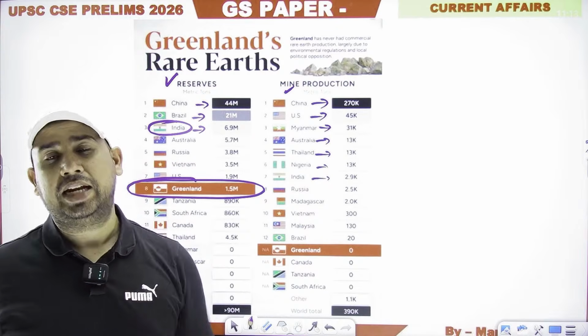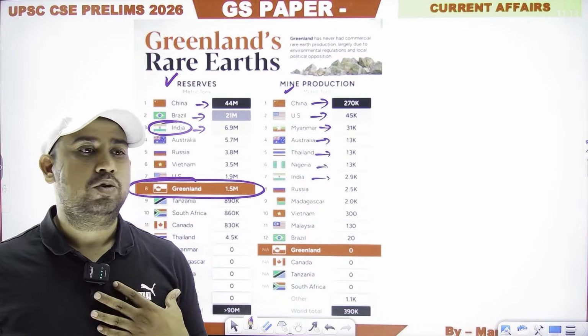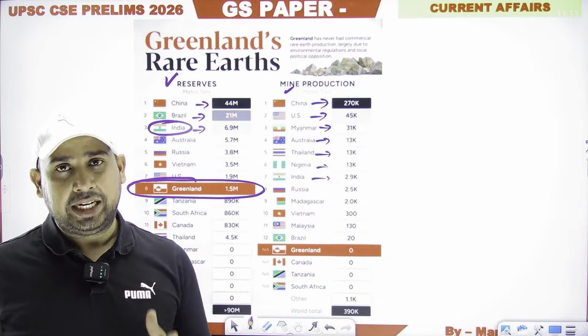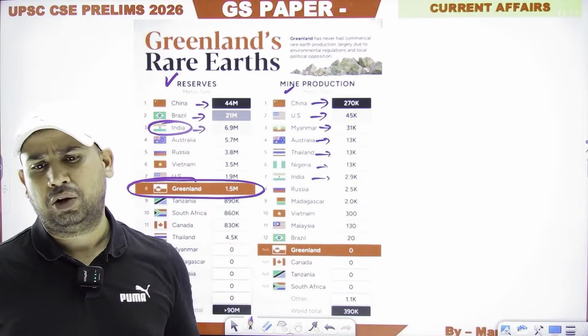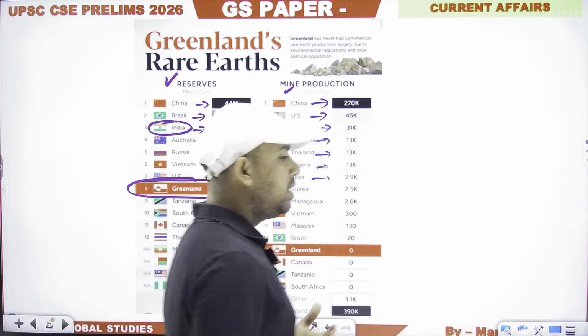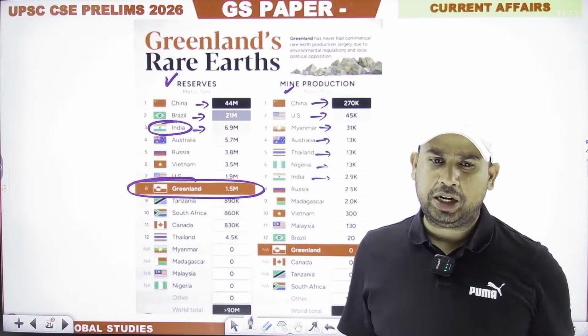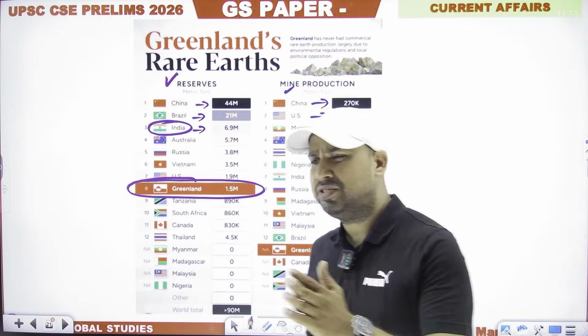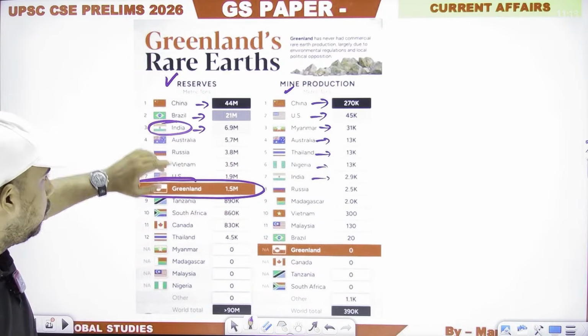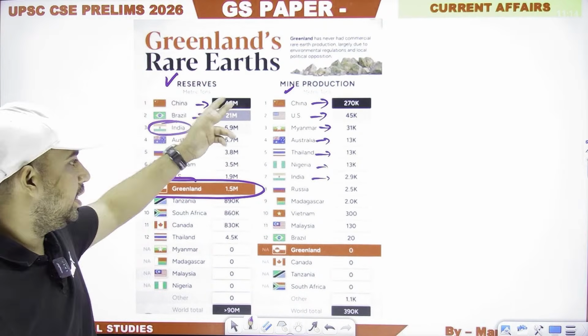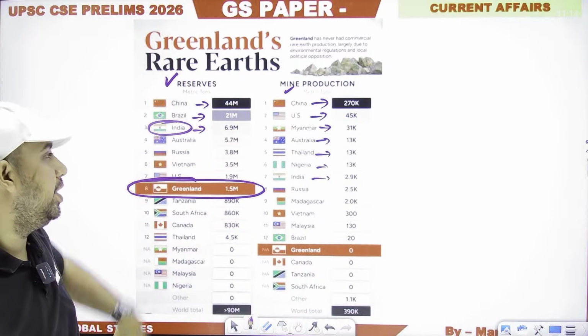Reserve never guarantees production. Like if you have multiple books on any subject, it doesn't guarantee that you study all those books daily. On the basis of your will, you can read a single book multiple times, but reserves never guarantee any kind of production. So China is the producer as well as the reserve holder, and the US is the second producer. That's why the USA is interested in Greenland.